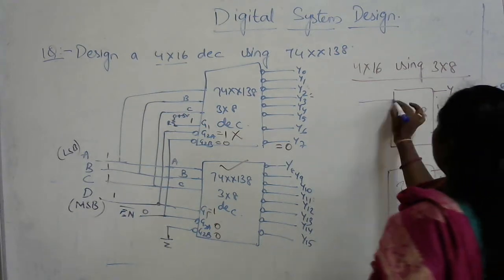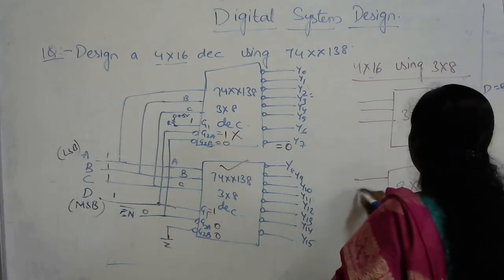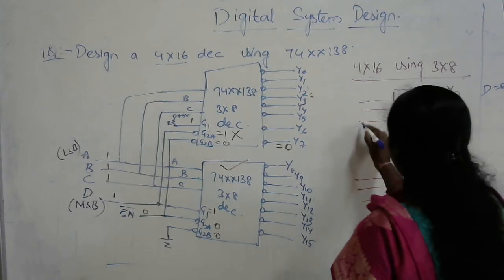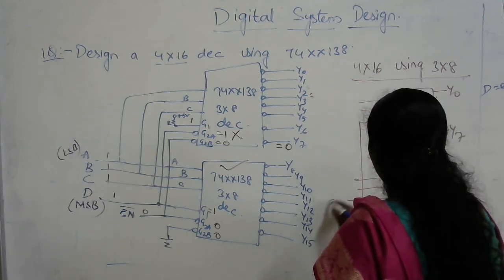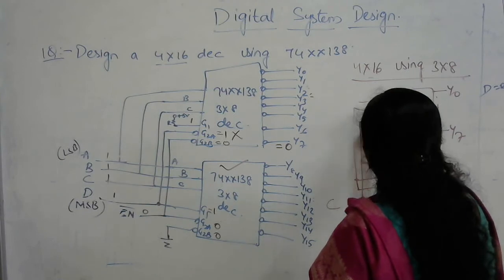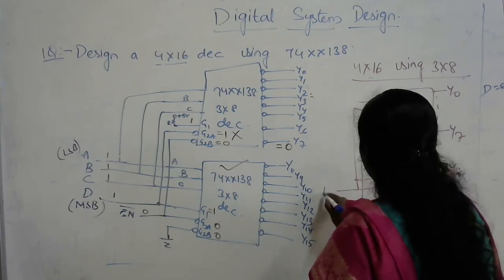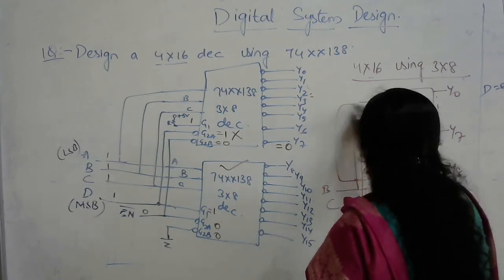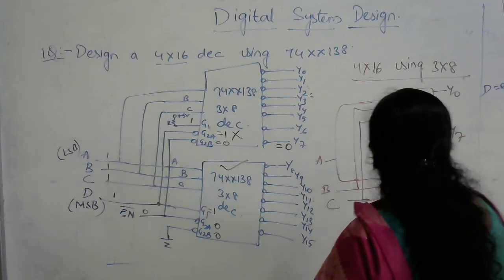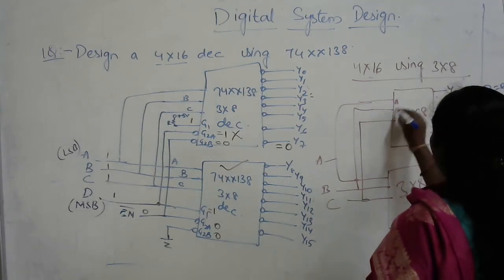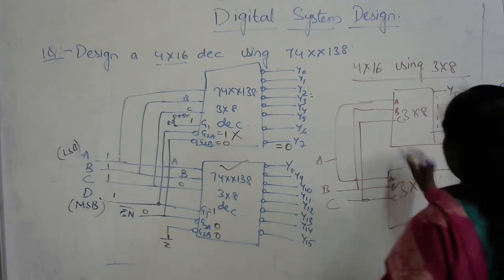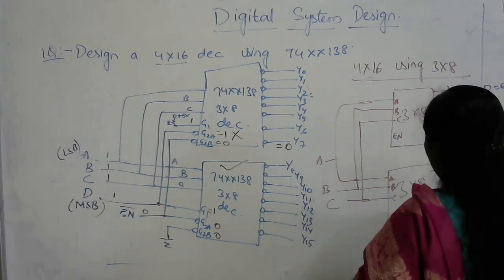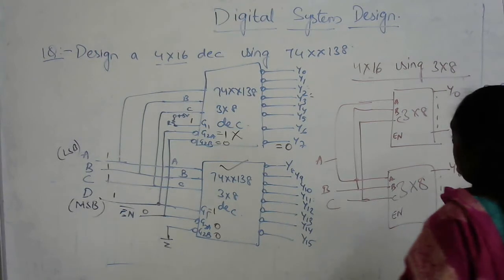And for this we are having 3 inputs. Here also we are having 3 inputs. I am shorting those 3 inputs and making a common input of A, B and C. This is B. Similarly, this is A. And here, this is A, B, C. Here also it is A, B, C. Shorting both the inputs. Here also we will be having one enable. Here also we will be having one enable.